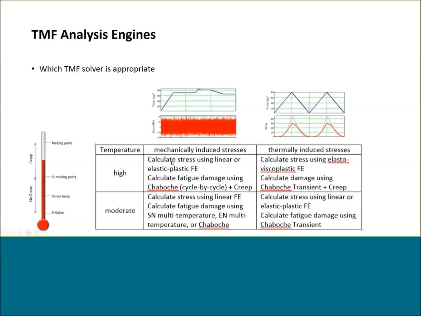For mechanically induced stresses with a high temperature, you probably calculate your stresses using linear or elastic plastic FEA. You would probably calculate the damage using a Sabbath as opposed to Sabbath transient method plus creep. And for thermally induced stresses but only moderate temperature, again, you'd probably calculate your stresses using linear or elastic plastic FEA. And you calculate your damage using the Sabbath transient method. And because it's moderate temperature, creep's not an issue.